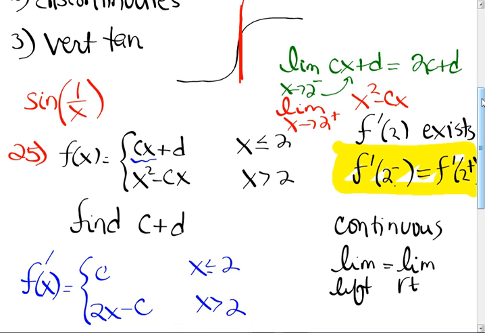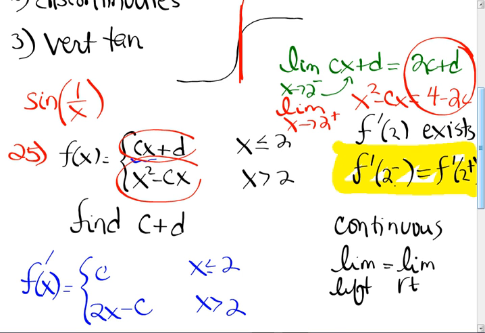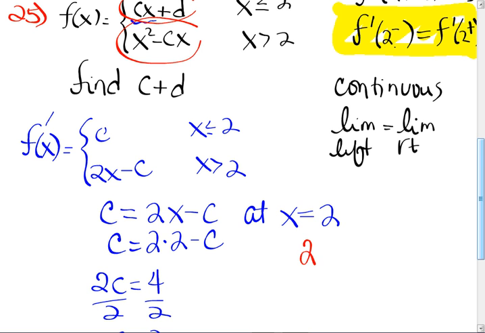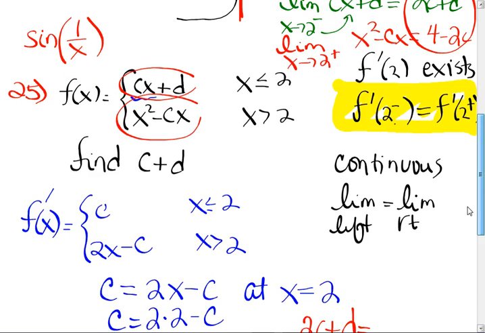So you have to find the limit from the left side and the limit from the right side, following the rules they give you. And so what's this equal to? If I put in the 2 here, it's 4 minus 2c. What do these have to be? They have to be equal. So I'm going to write that down here where I have some room. 2c plus d. But we know something, thank goodness, is equal to 4 minus 2c.